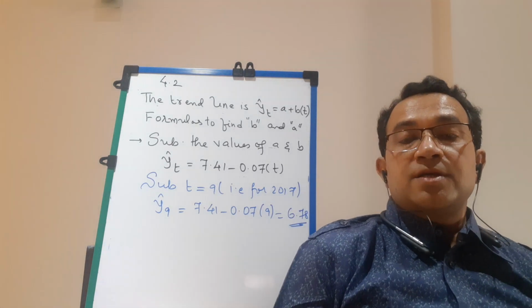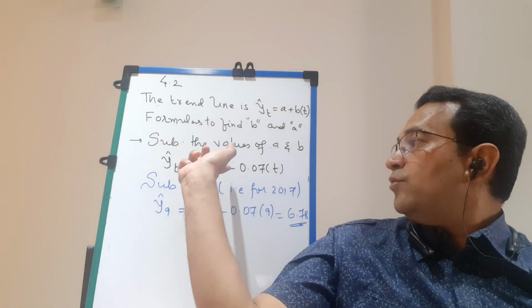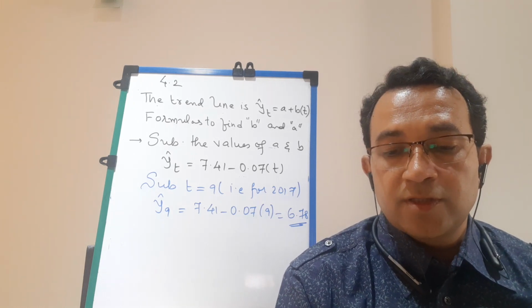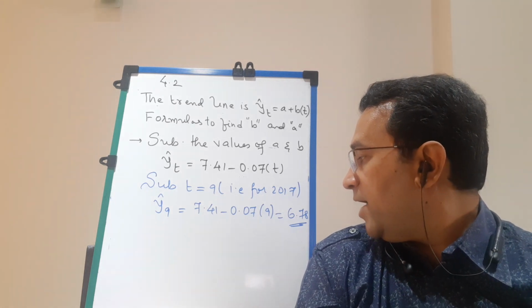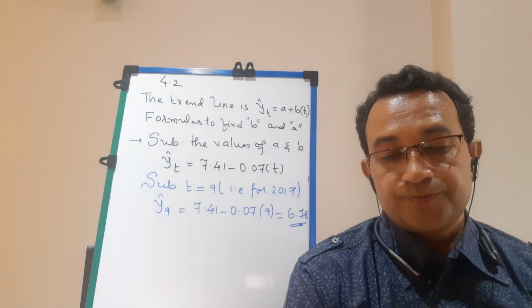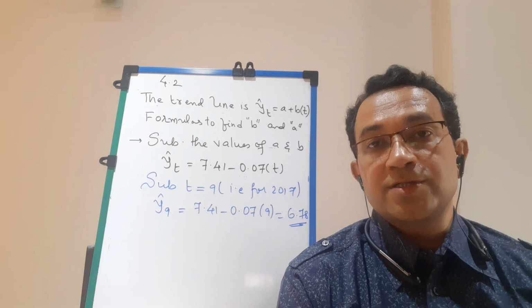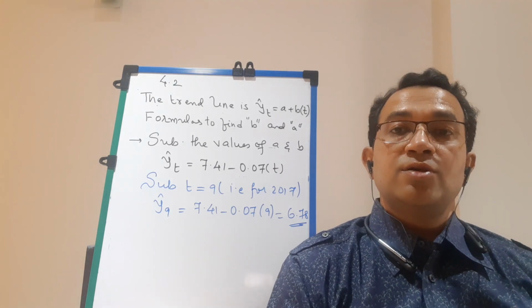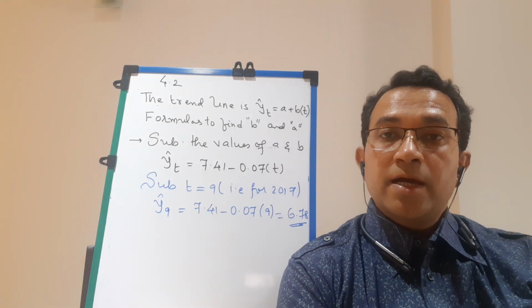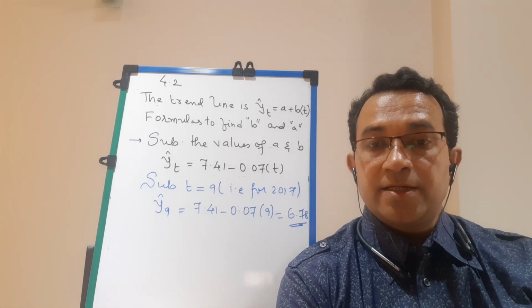So finally the answer we can write. The required trend line equation is y cap is equal to 7.41 minus 0.07 t, and the estimate for the year 2017 is y9 cap equal to 6.78. And this is a rate. Rate will always be, students, in terms of percentage. So this is your final answer. One more sum we will do, and I assure you, students, you will definitely be able to understand.